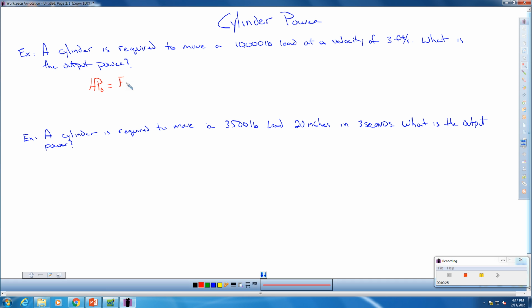It is force times velocity divided by 550. We don't have to do any conversions here. We have our force and we have our velocity. So this one's just a nice plug and chug. So this is going to be 10,000 pounds times 3 feet per second divided by 550. And in this case, we are going to end up with 54.54 horsepower.